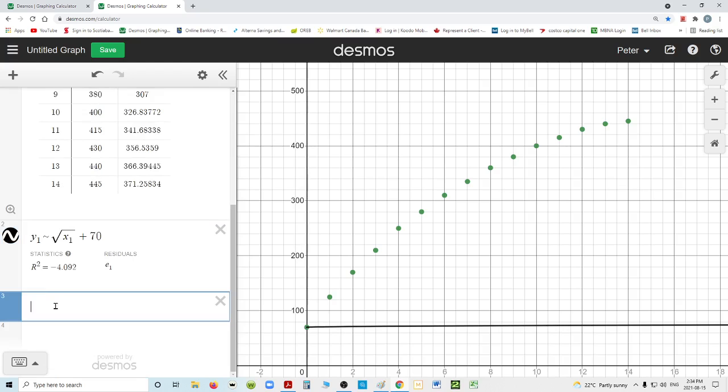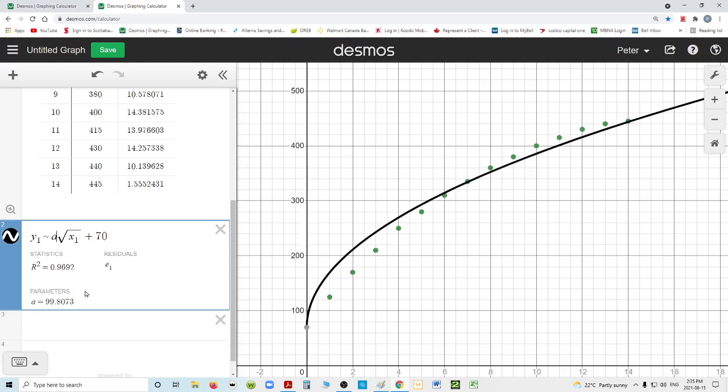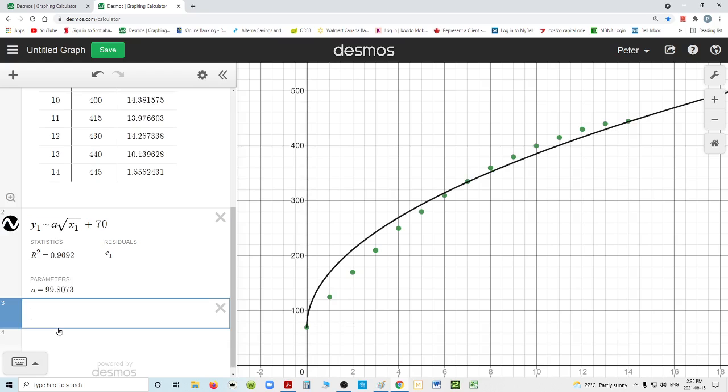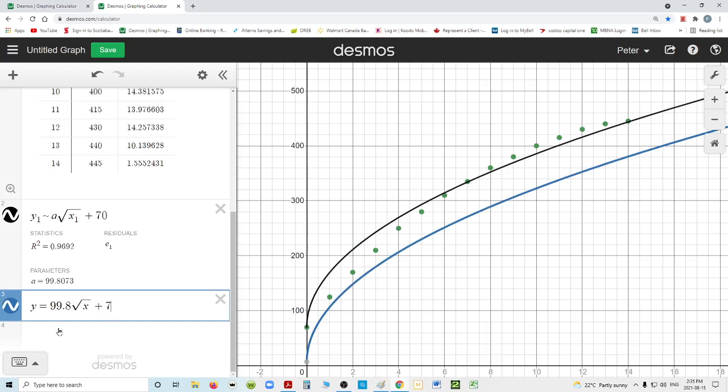And let's see if I can do it. Y is equal to square root of x plus 70. It's not even close, so we have to stretch it. And sorry, usually Desmos is good at that. So I think what I had to do is put an A value here, and then it would come up with an A for me at 99. So y is equal to 99.8 square root x plus 70. Not bad. It's kind of doing a line that best fits.